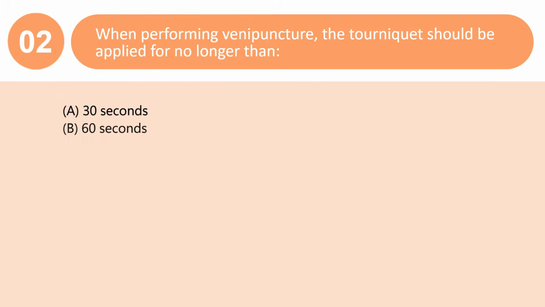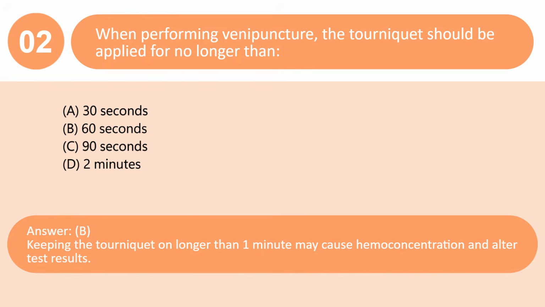When performing venipuncture, the tourniquet should be applied for no longer than A. 30 seconds. B. 60 seconds. C. 90 seconds. D. 2 minutes. Answer B. Keeping the tourniquet on longer than 1 minute may cause hemoconcentration and alter test results.